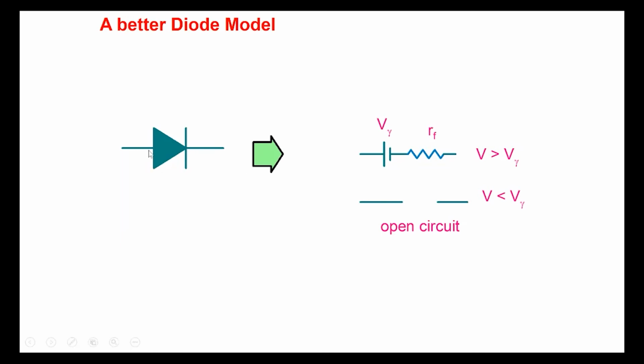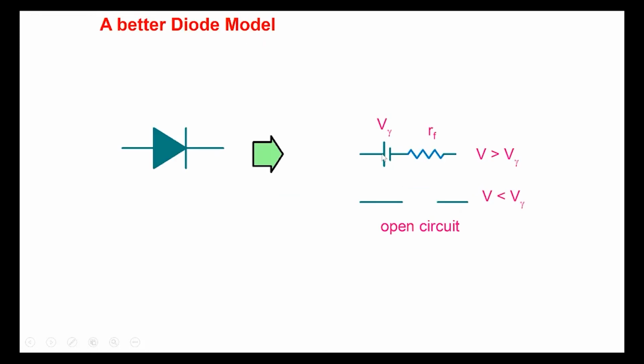Sometimes a slightly better model for the diode is used, where the diode in forward bias is approximated not just by a battery, but by a resistor also. This takes into account that the voltage drop across the diode changes with the current. In the earlier case, the voltage drop across the diode was constant, and we know that it varies. So this particular model takes care of that by adding a resistor. The model is valid for V greater than V gamma, and for reverse bias, we still use an open circuit.